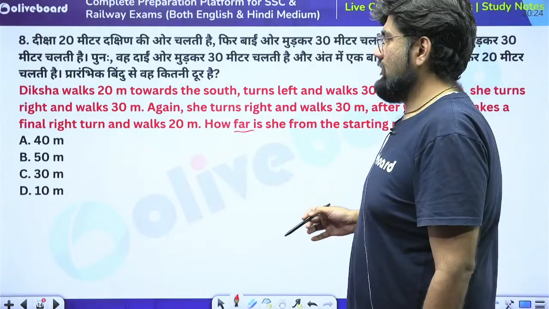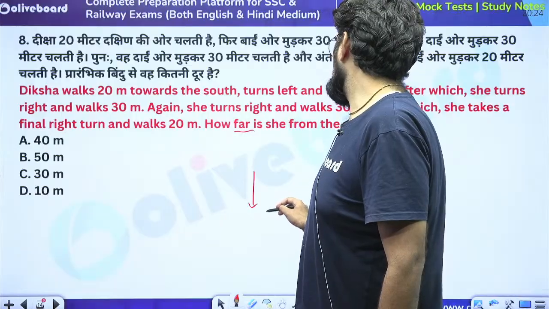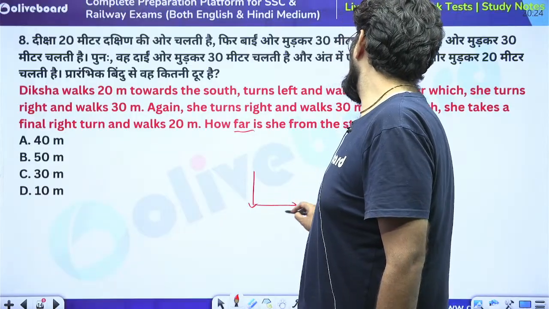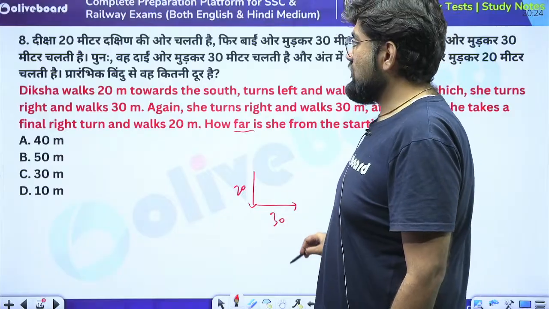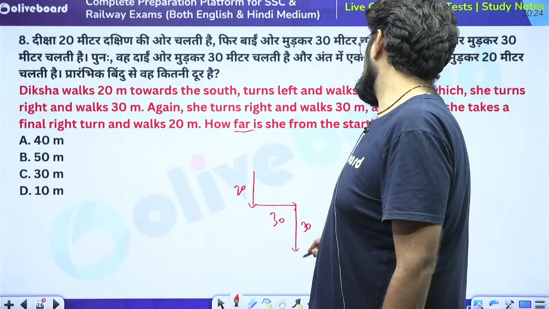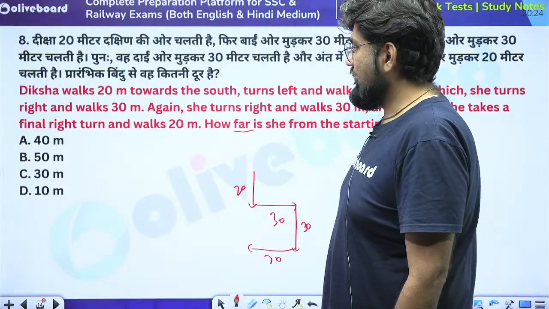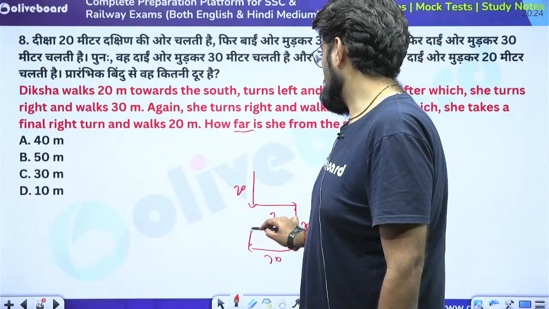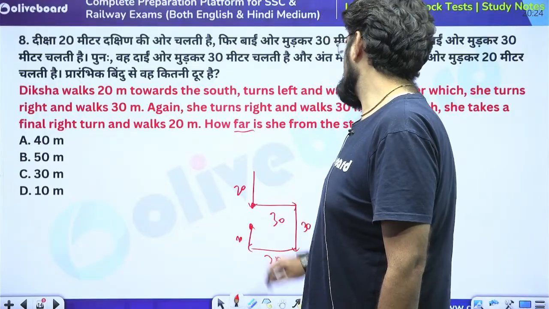It's not very difficult. So, Diksha walks 20 meters towards the south, turns left and walks 30 meters. After which she turns right and walks 30 meters again. She turns right and walks 30 meters. After which she takes a final right turn and walks 20 meters. How far is she from the starting point?